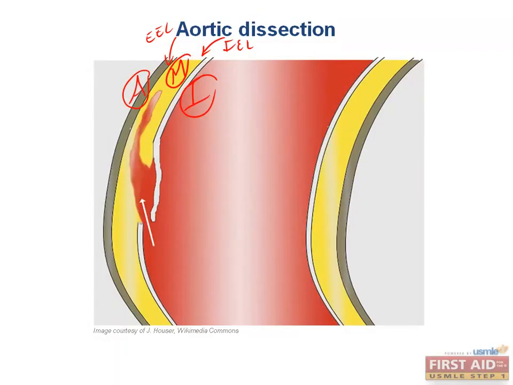The problem with this tear is that we create a false lumen, because there will be blood traveling in this way, collecting in this plane of the media. It is not a true lumen because, number one, it's obviously a tear through the intima into the media, and it doesn't go anywhere. It just accumulates blood within this area of the vessel wall.